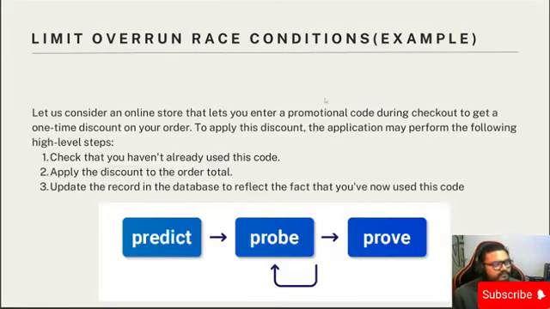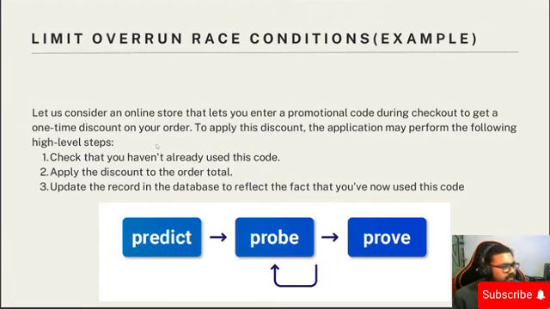So here is an example. Let us consider an online store that lets you enter a promotional code during checkout to get a one-time discount on your order. To apply this discount, the application may perform the following high-level steps. It's an example of a coupon code or promotional code, or any code which can be applied only once.